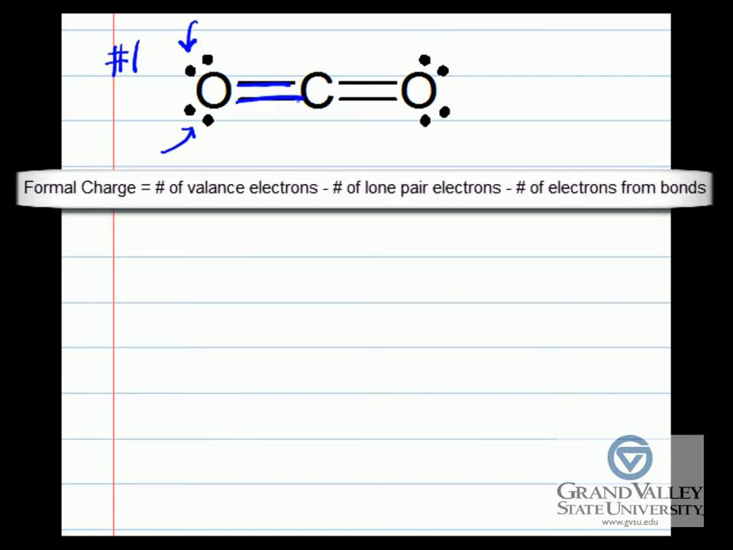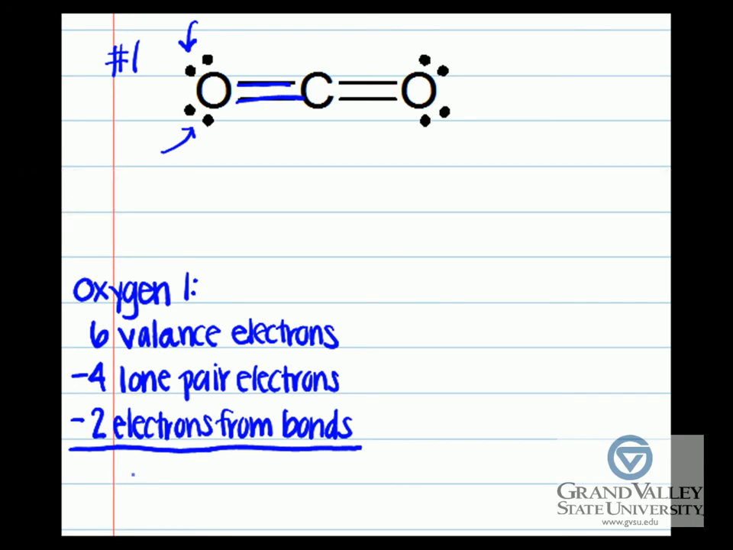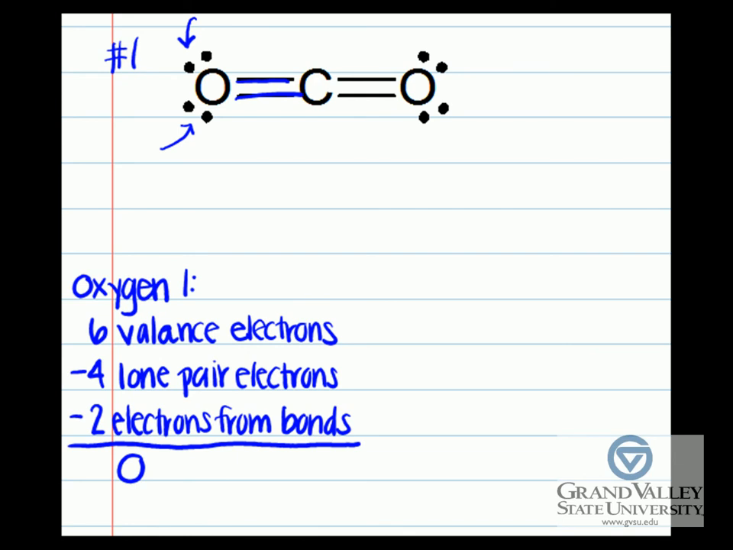This means we have 6 valence electrons minus 4 lone pair electrons minus 2 electrons from bonds is 0. Note the other oxygen atom, number 2, also has 4 lone pair electrons and 2 bonds, and so it will also have a formal charge of 0.